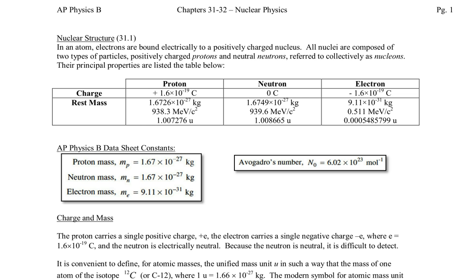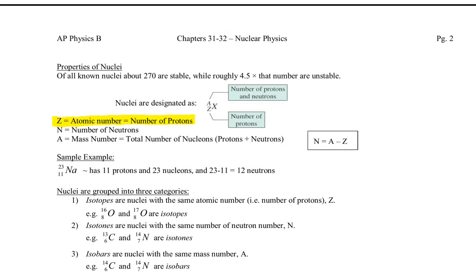By the 1930s, a basic model of the nucleus was set as we know it. We had electrons that were bound electrically to the positively charged nucleus. All nuclei consist of two particles. We have protons and neutrons, and collectively they are found in the nucleus, and they are hence called nucleons. Now, moving a little bit ahead into the notes, I'm just going to jump into the next page here.